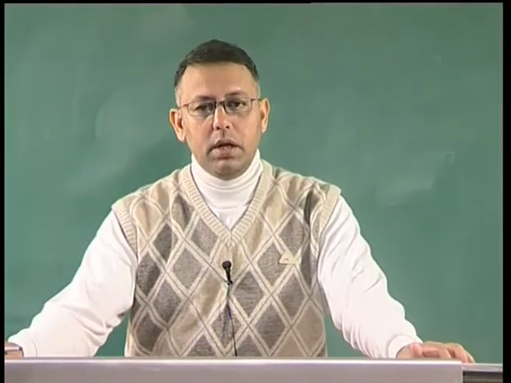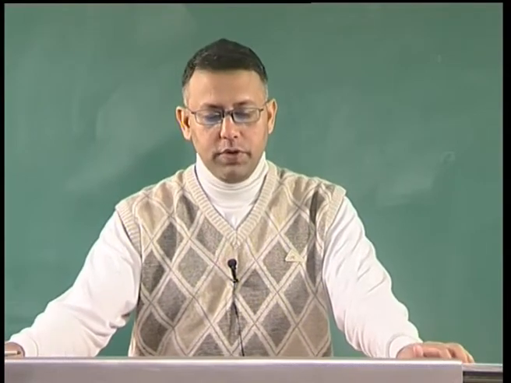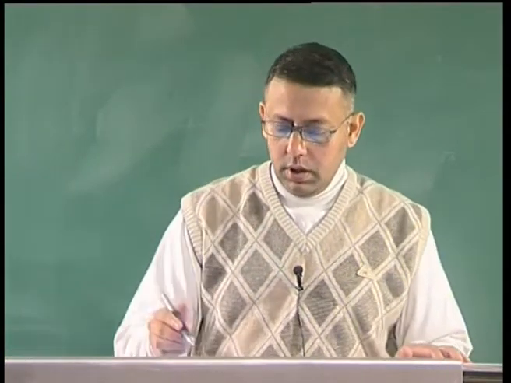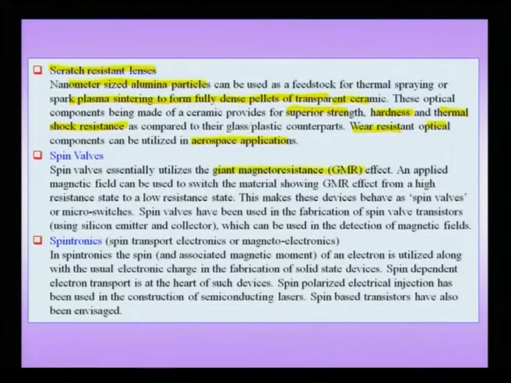Another example, which is just an extension of the phenomena we just encountered, is giant magnetoresistance, and spin valves can be made using this concept of giant magnetoresistance. An applied magnetic field can be used to switch the material showing the GMR effect from a high resistance state to a low resistance state, and this is what we had just seen. This very effect of showing giant magnetoresistance also means that the device behaves like a spin valve.